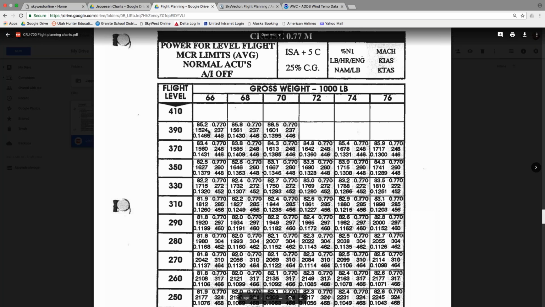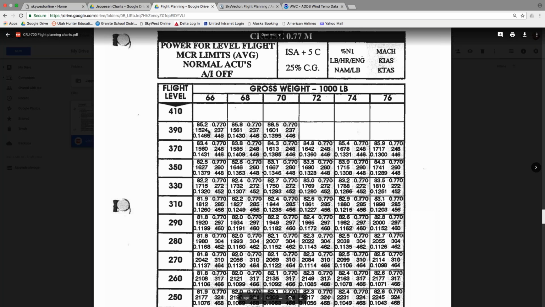So that comes out to 3,048. That's at 39,000 feet, flight level 390. Let's look at 33,000 feet. 1715, so that comes out to 3,430. You see the difference there?